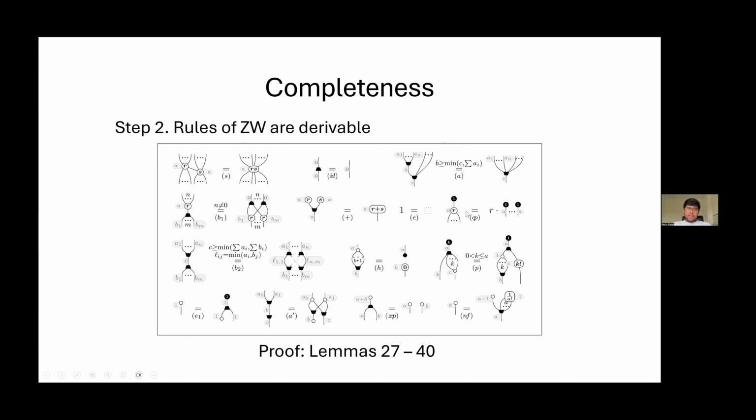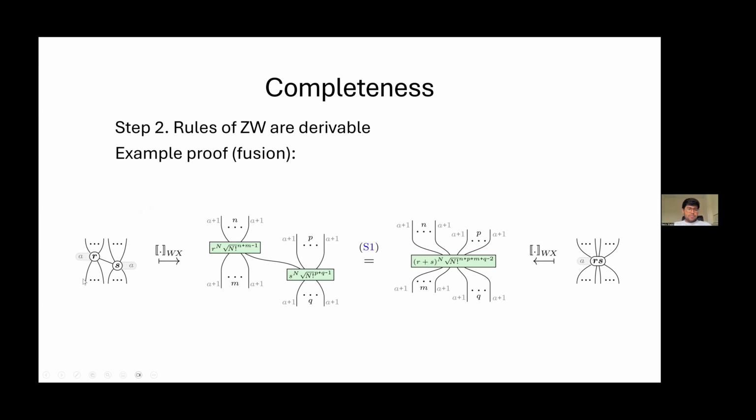So we need to show all of these are derivable, which is done in the paper in all of these lemmas. Yeah, I'll give two examples of how these calculations look. So here's the fusion. So I want to prove that in ZW, if I have two spiders connected like this, they fuse to this. And this is simply a consequence of spider fusion in ZX. So I translate, I apply the spider fusion, and the diagram I get is the fused Z spider in ZW.